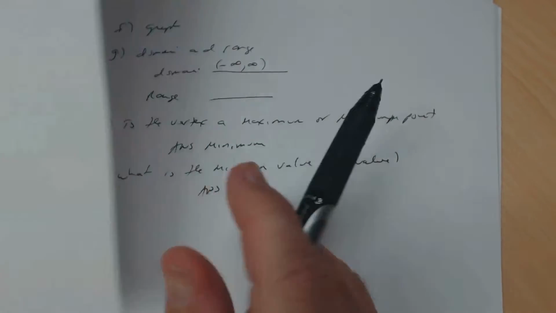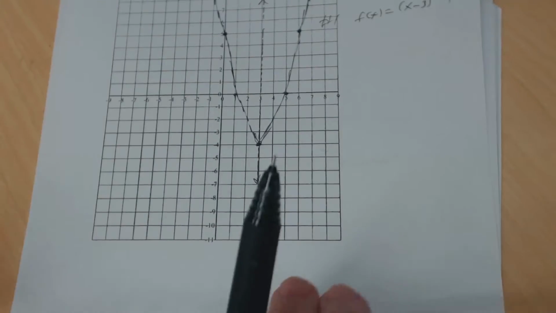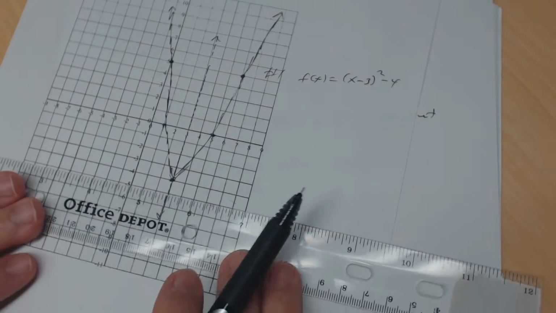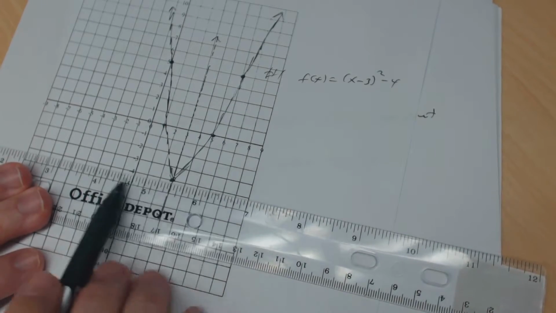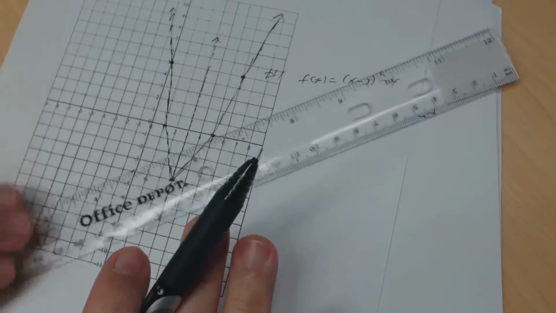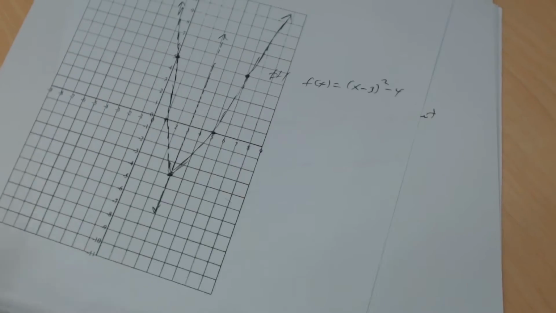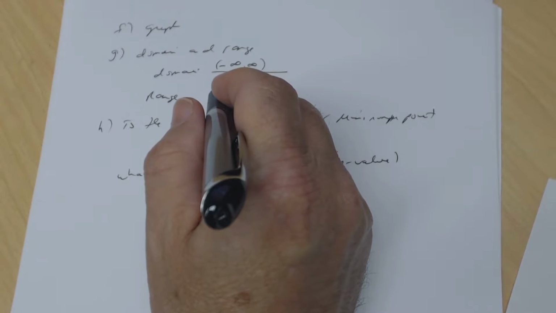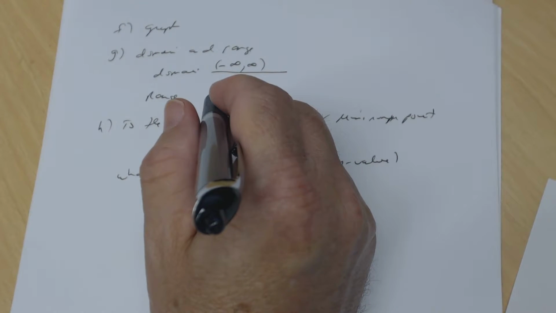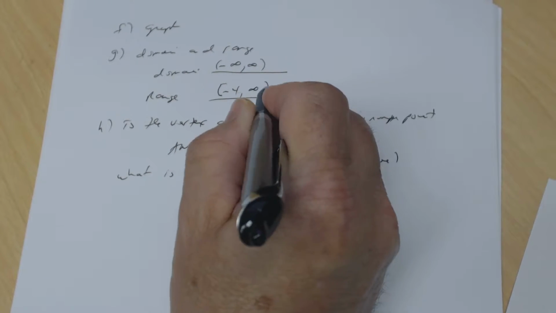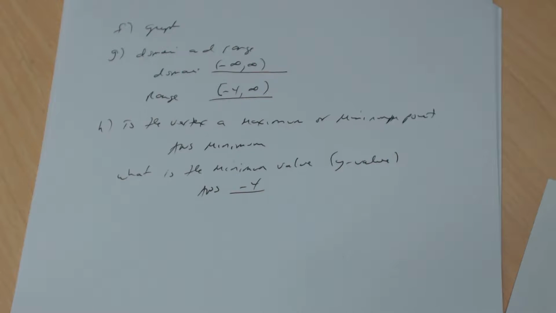Now the range, remember the range, you go from bottom up along the y-axis. So I start touching my graph when I'm at y equals negative 4. All the way to, and notice the arrows keep going, so that's infinity. So your range is going to be from, bracket, because that negative 4 is part of your graph, negative 4 all the way to infinity. All right. Okay.